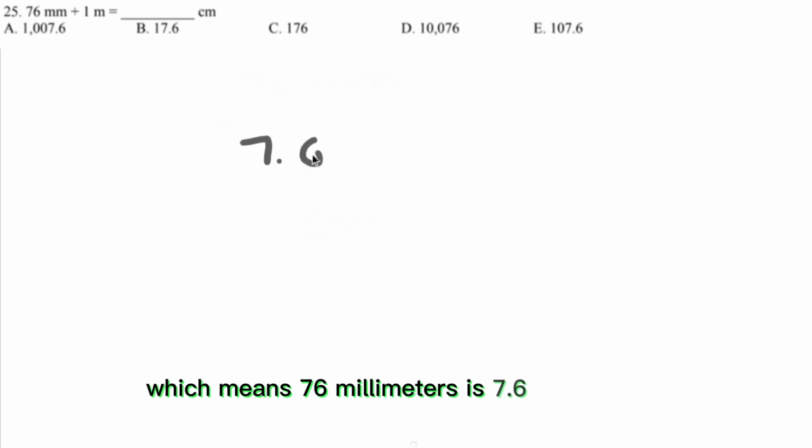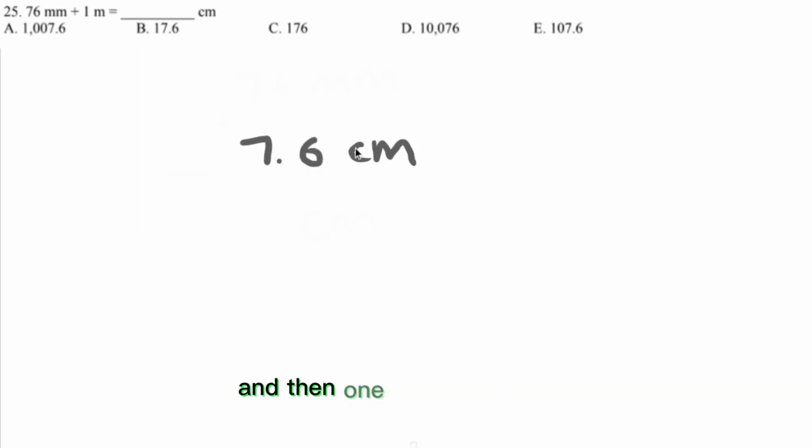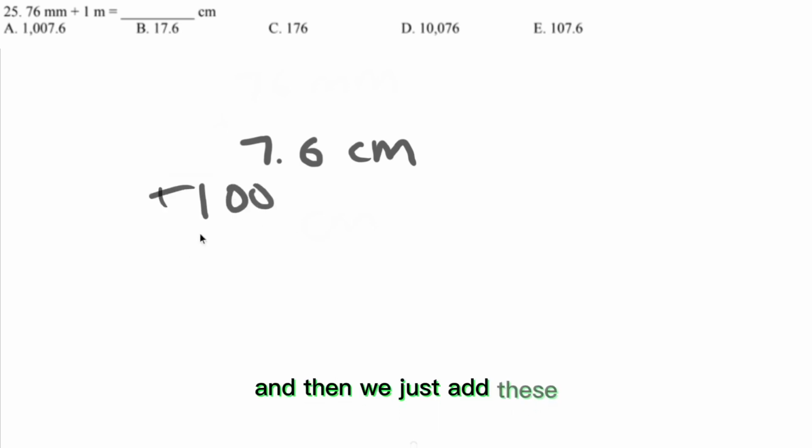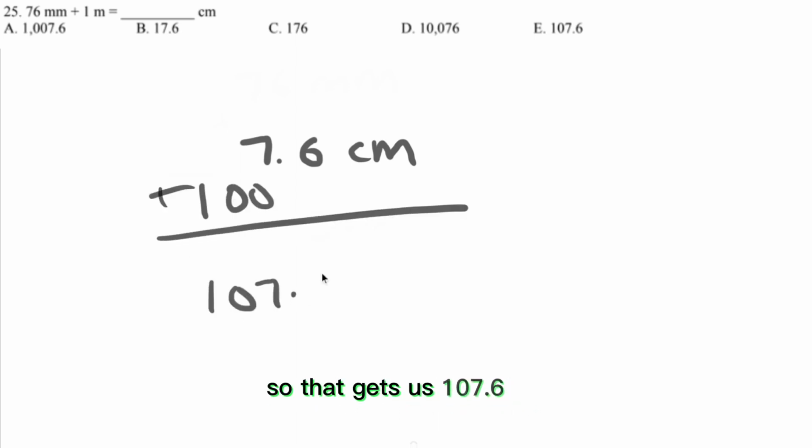Number 25. 76 millimeters plus 1 meter equals how many centimeters? So we need to know the rates of conversion. 1 centimeter is equal to 10 millimeters, which means 76 millimeters is 7.6 centimeters. And then 1 meter is nothing but 100 centimeters, so that's just 100. And then we just add these. So that gets us 107.6 centimeters.